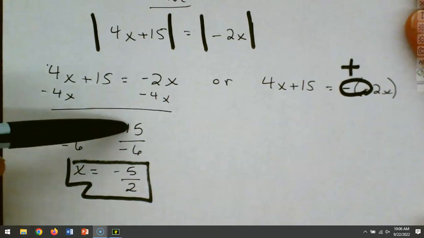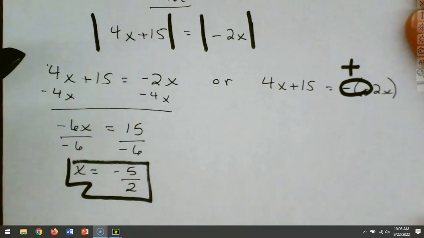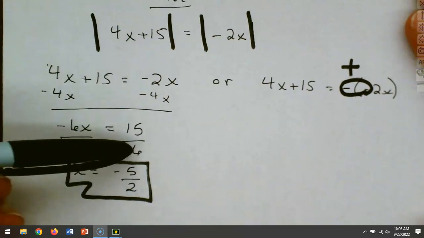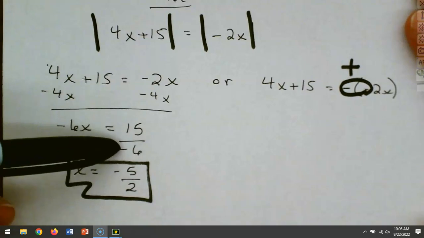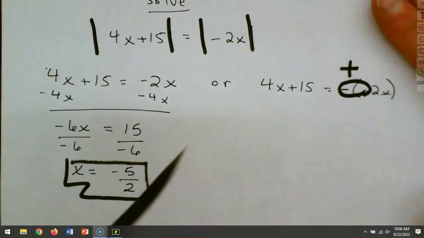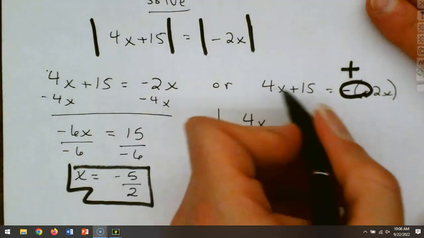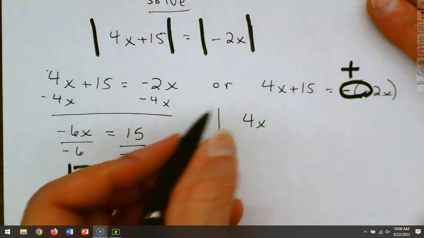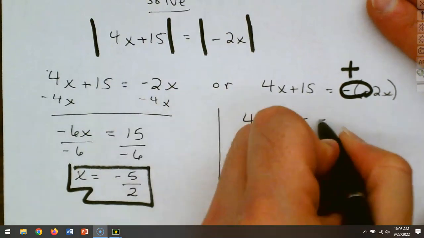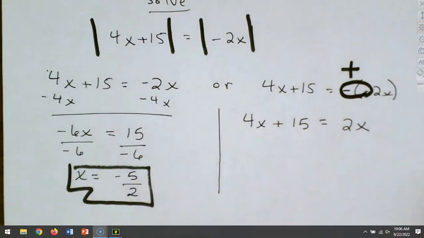Divided by my negative 6. 15 and 6 both have a 3 in common. So that left you with the 5. And 6 divided by 3 is a 2. One negative keeps it negative. What about the other one? It stays the same. Double negative makes it a positive 2x. So we have 4x plus 15 on the left. Double negative makes that a positive 2x there.